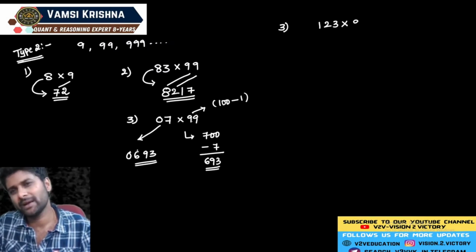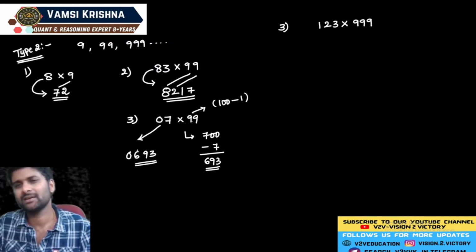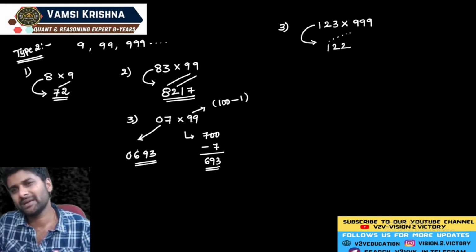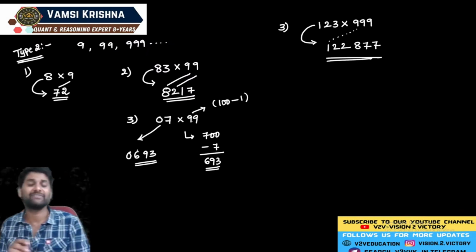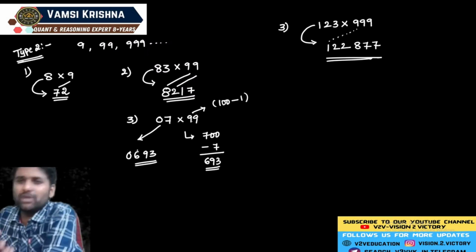If 123 is multiplied by 999, what is the procedure, guys? Take the previous number, it's 122. Now 1 becomes 9, we need 8. 2 becomes 9, we need 7. 2 becomes 9, we need 7. So the answer here is 122,877. Again, you may have a question in your mind.